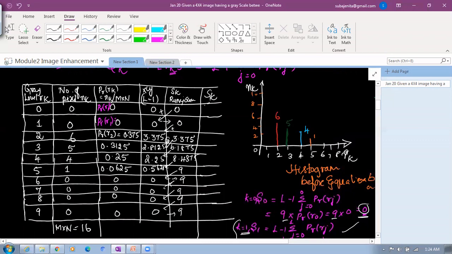As SK represents the gray levels after performing histogram equalization, it cannot be in decimal value. So 0, 0, 0 rounded up to 0. 3.375 can be rounded up to 3. 6.1875 can be rounded up to 6. 8.43 can be rounded up to 8. Then 9. We get 9 here.